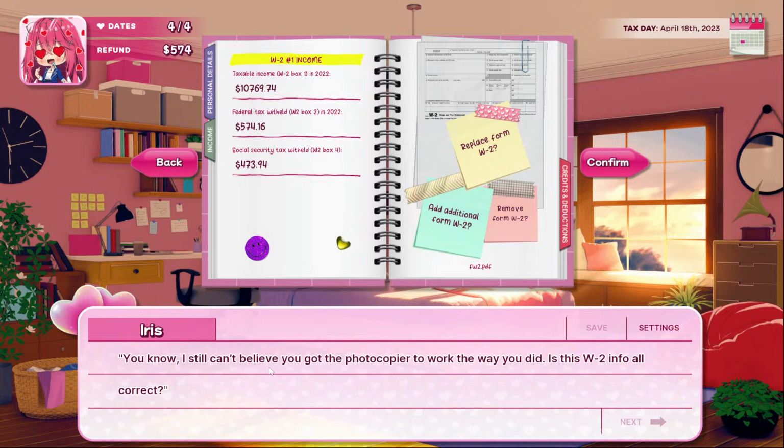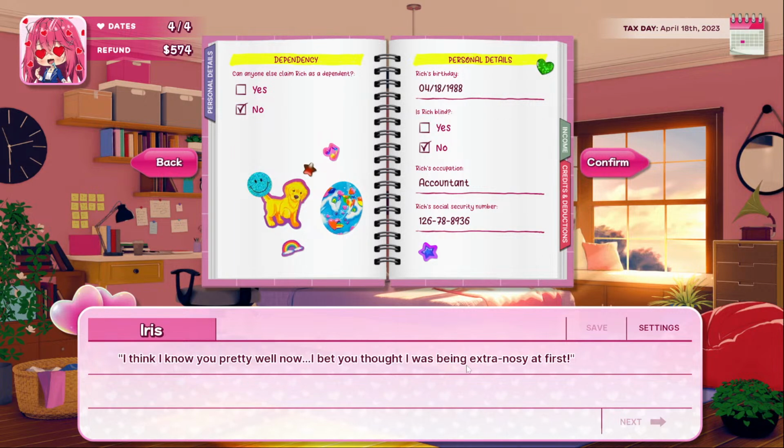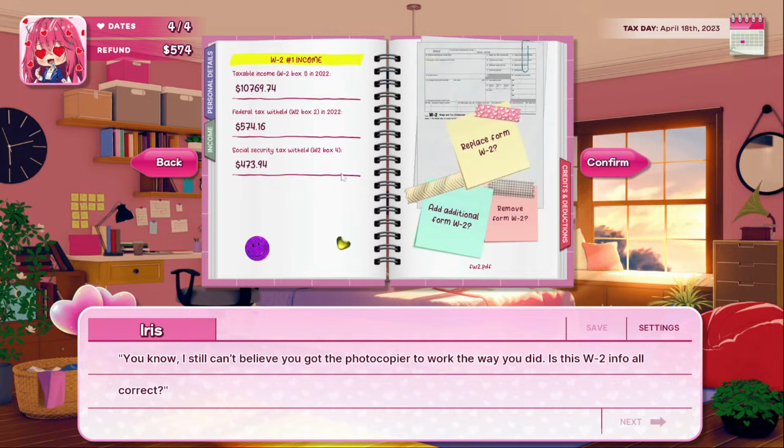Oh, I wasn't reading. No, I read the last one she said. Yeah, see there? Remember we met, blah blah blah. I think you're pretty well. I bet you thought I was being extra nosy at first. Okay. Taxable income. Okay. Federal tax withheld. Social security tax withheld. Additional information. Remove. Yeah, you know, I still can't believe you got the photocopier to work the way you did.